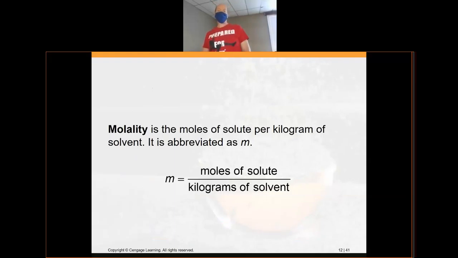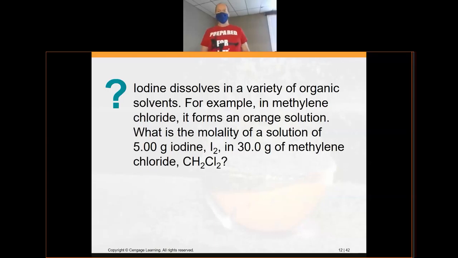All right, molality, we went through that. Moles of solute per kilograms of solvent. Solvent, important. All right, so we have iodine, which dissolves in a variety of organic solvents. In methylene chloride, it forms an orange solution. Okay, what is the molality of a solution of 5 grams of iodine in 30 grams of methylene chloride?